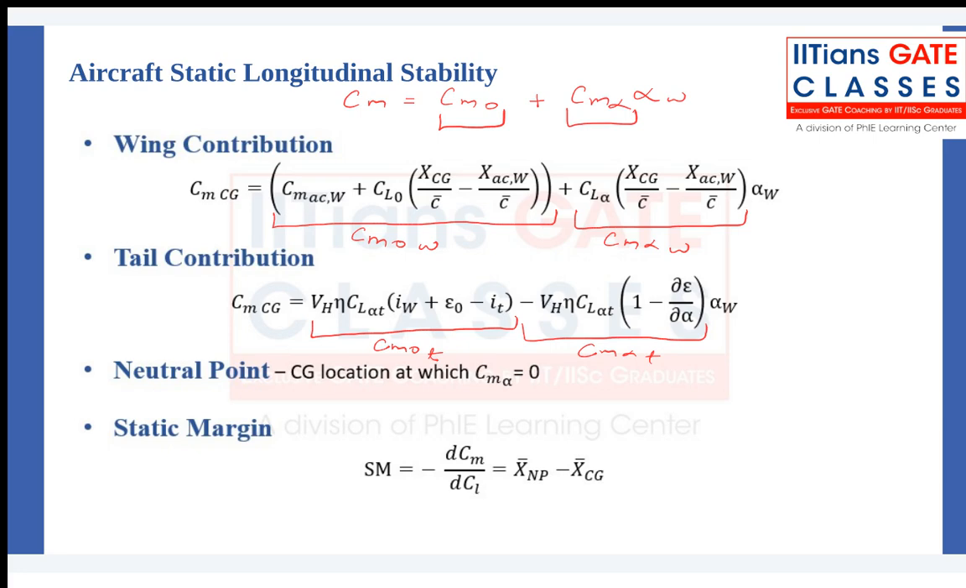Okay. Then comes another term that we will be using throughout this course, called neutral point. So the neutral point I've written here is the CG location at which Cm alpha is zero. Now, does this definition ring any bells? Is it similar to some other definition that we have seen in the beginning of the session? Cm alpha equal to zero is nothing but your Cm remaining constant with angle of attack.